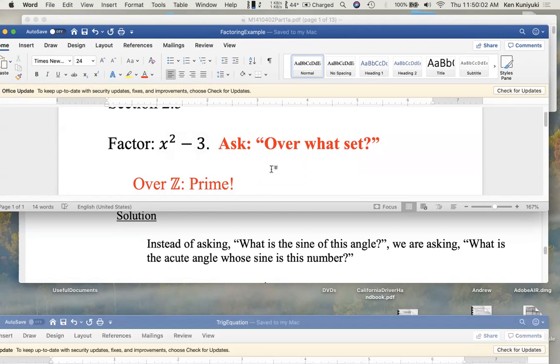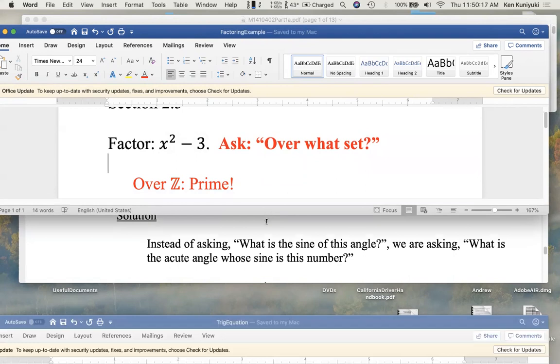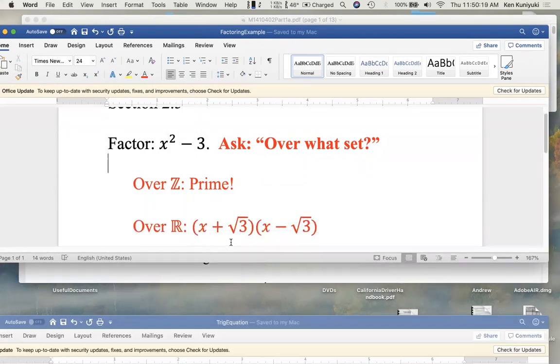But if you're allowed to use the whole swath of real coefficients, if you're factoring this over R, the set of real numbers, this does break down. You can think of this as a difference of two squares, and this factors as, remember, x plus root 3 and x minus root 3. So you see, the answer to this factoring problem depends on what set you're allowed to factor this over. What are the coefficients that you're allowed to use?